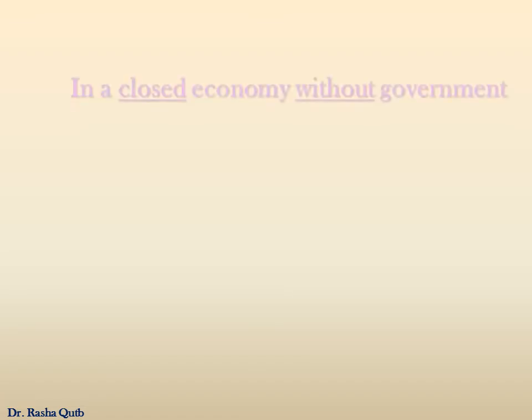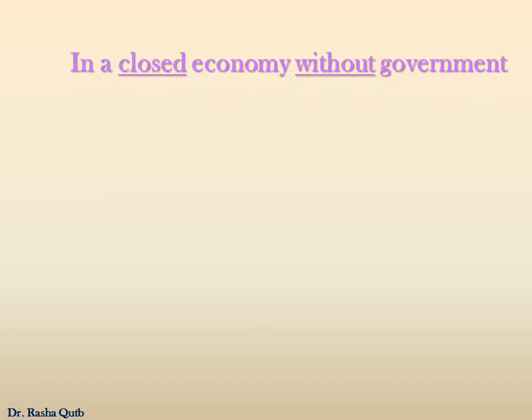Let's start with a closed economy without government. In such a type of economy, we have only two active sectors. Household sector represents the demand side of the economy. They are the owners of factors of production, which are labor, land, capital, and entrepreneur. And business sector, which represents the supply side of the economy.